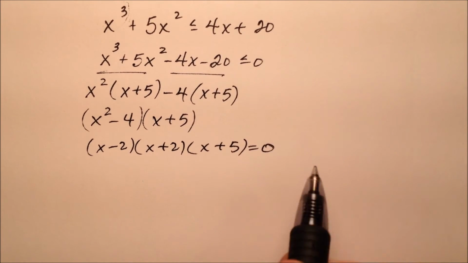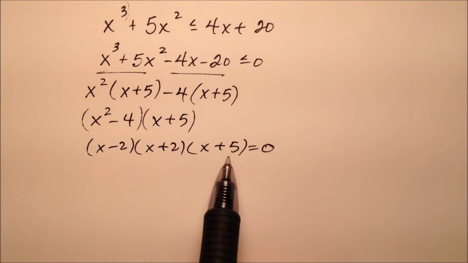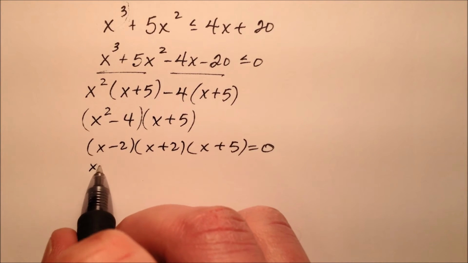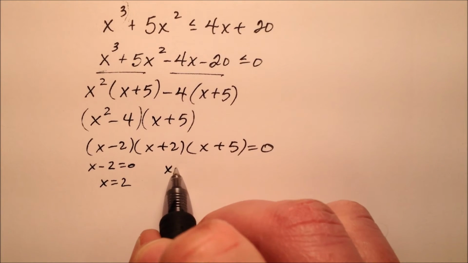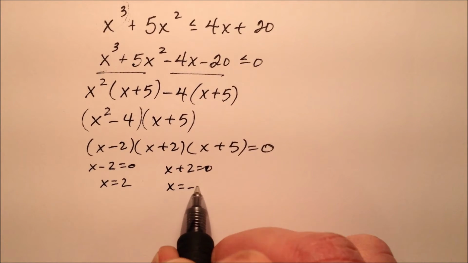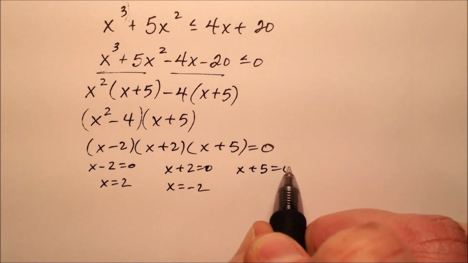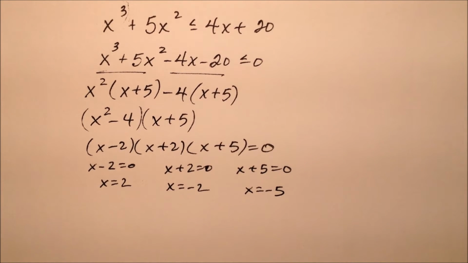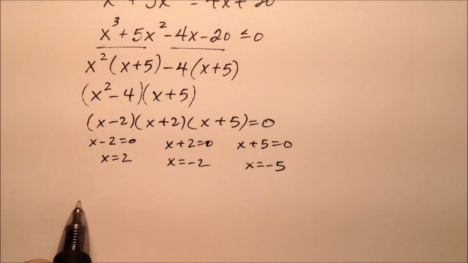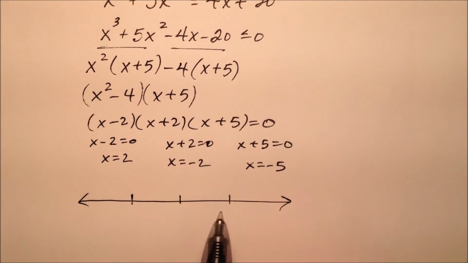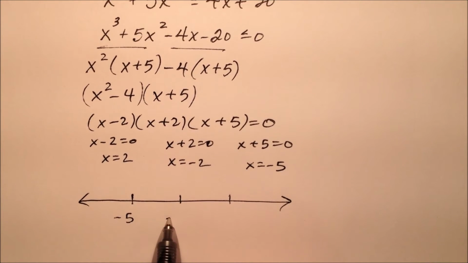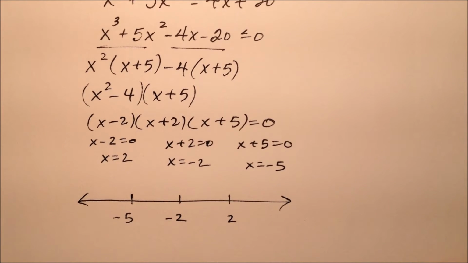And I'm going to take all of these and set it equal to 0 so I can find the critical numbers. The critical numbers will function as boundaries of my solution set on my number line. So x minus 2 equals 0 gives me a positive 2. x plus 2 equals 0 gives me a negative 2. And x plus 5 equals 0 gives me a negative 5. So on my number line, I have 3 critical points: -5, -2, and +2.